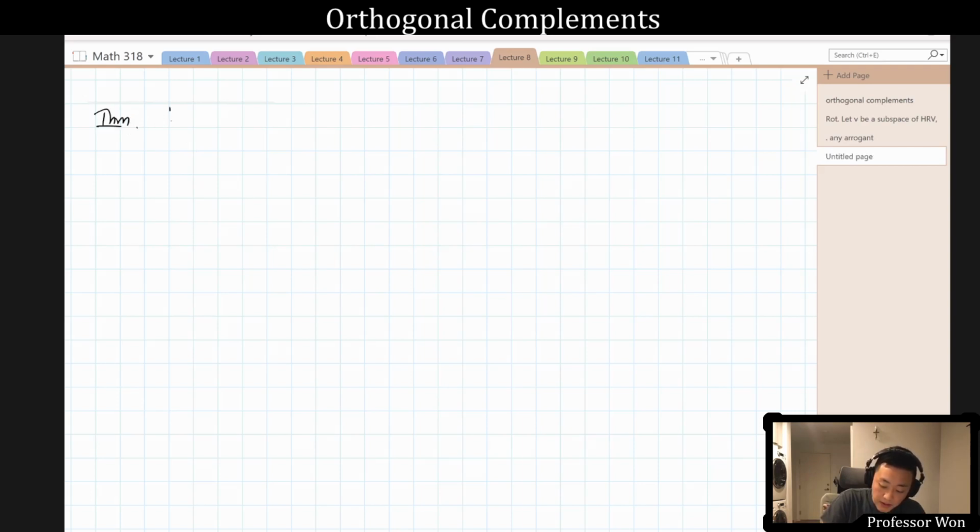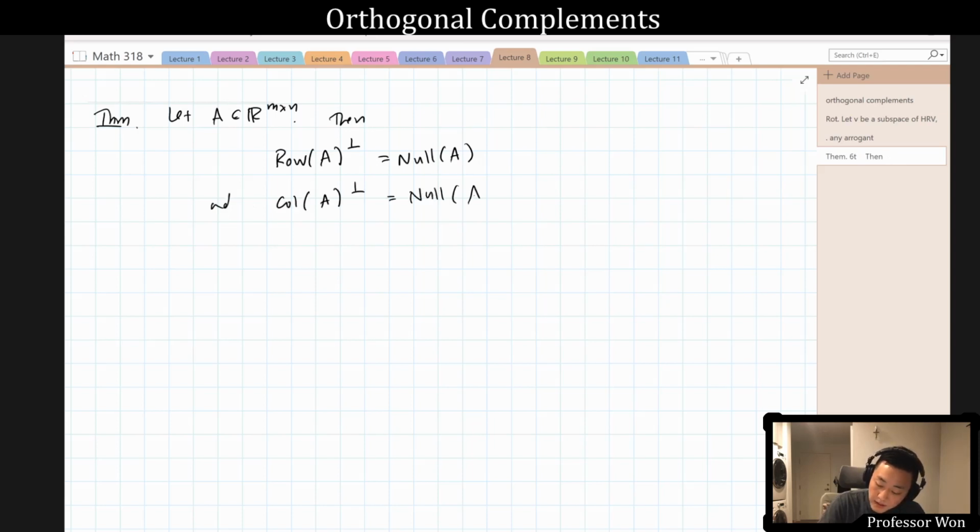Okay, so let A be an m by n matrix, and not requiring square here. This is true for any matrix. Then the orthogonal complement of the row space is the null space, and the orthogonal complement of the column space is the null space of the transpose.